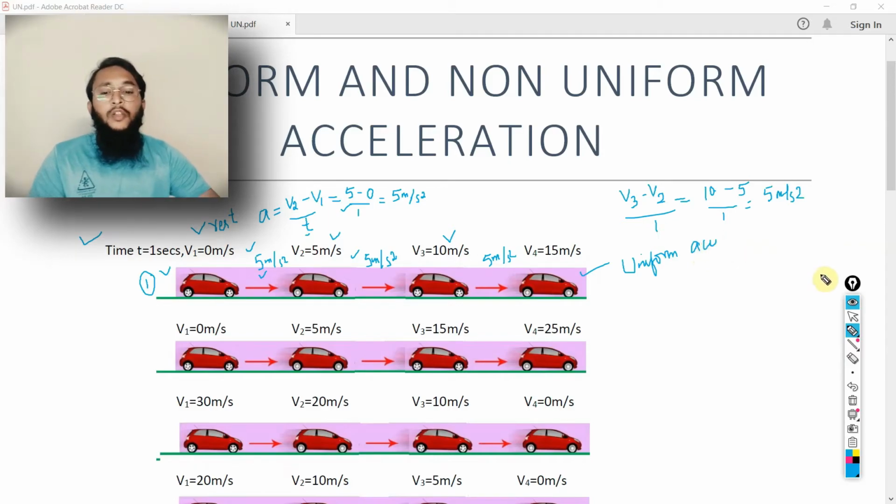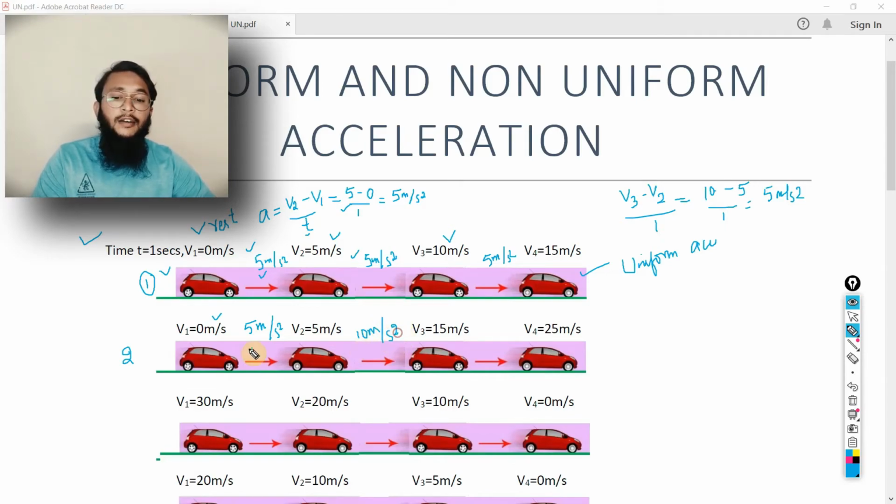Okay, now let's have a look at this second example and third example. All right, for that let's try to calculate. Here the velocity is 0, that means the car is at rest, the second car, and this second car has changed its speed from 0 to 5 in 1 second. So acceleration would be 5 meter per second square, right? You subtract final minus initial, you will get the acceleration. And if we subtract here, 15 minus 5, it will be 10 meter per second square, right? The acceleration is 5 to 10.